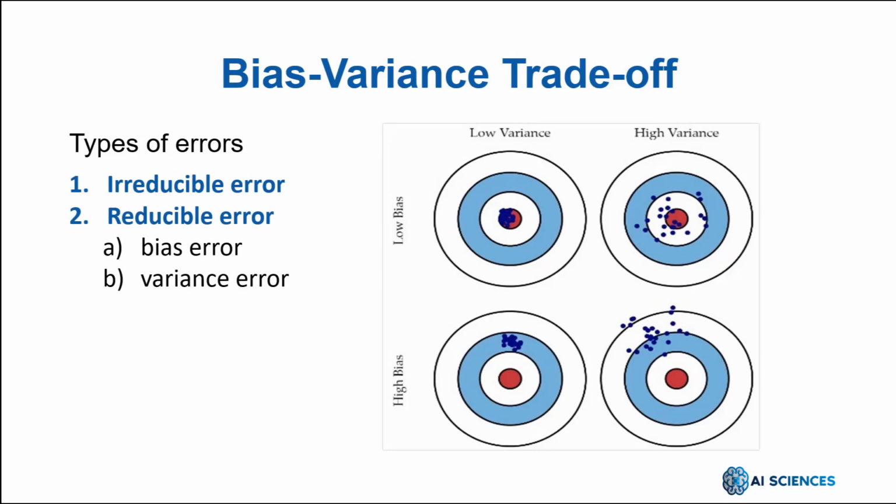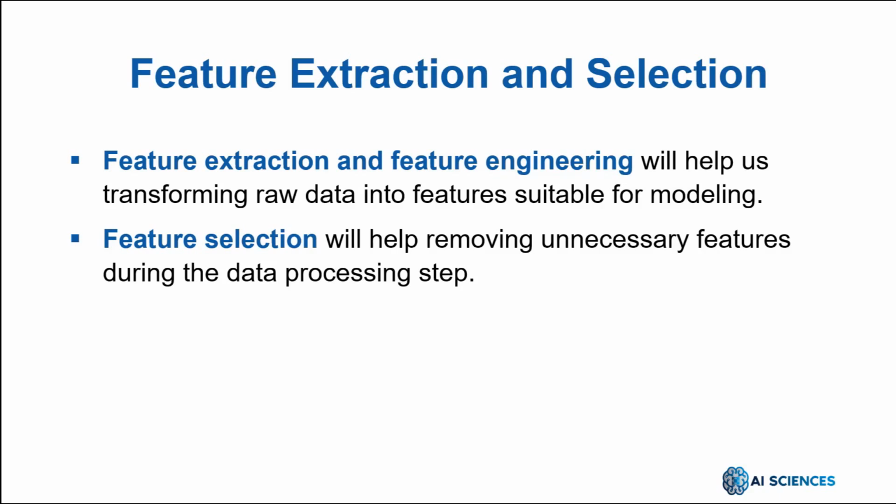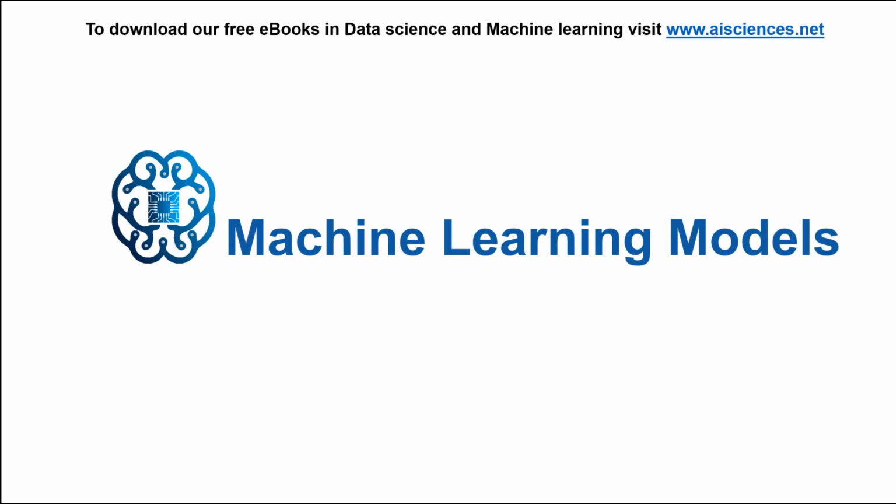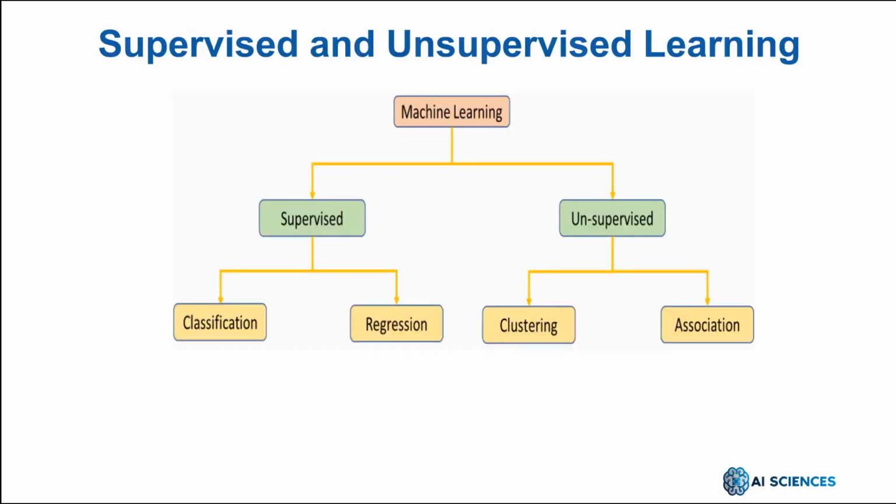In data science, we have different types and qualities of data, and we need to make them usable in our model. Number one, feature extraction and feature engineering will help us transform raw data into features suitable for modeling. And two, feature selection will help us remove unnecessary features during the data processing step. In this part of the course, we will learn various machine learning models, which are commonly used for prediction, classification, clustering, etc.